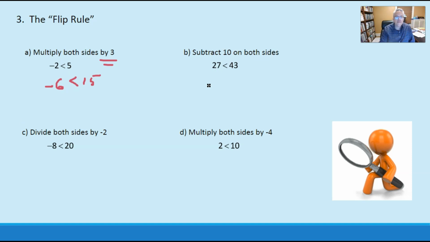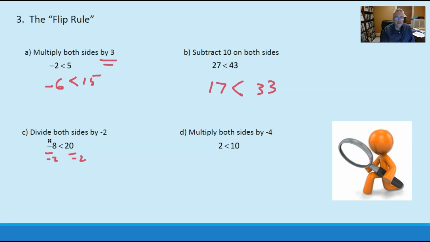I'm going to subtract 10 from both sides. Okay, so 27 minus 10 is 17. 43 minus 10 is 33. And the inequality stays the same direction. But notice what happens when I divide both sides by -2. So I'm going to divide by -2.